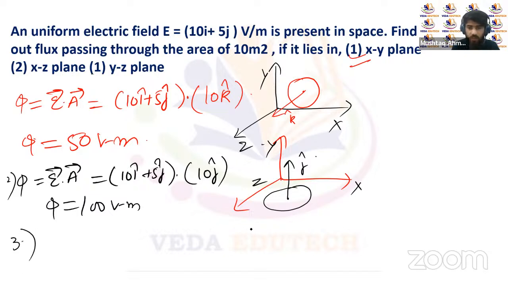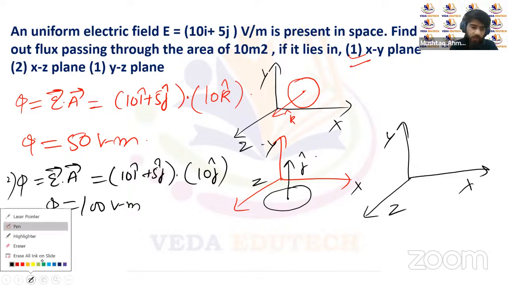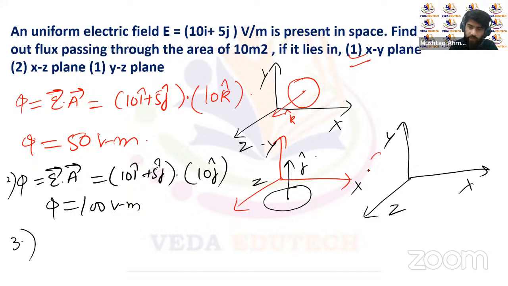For the third case, this is y, this is x, and this is z. Now it's placed in the yz plane. If the disk is in the yz plane, the area vector will be along the i cap direction. So let's find the total flux in this case.